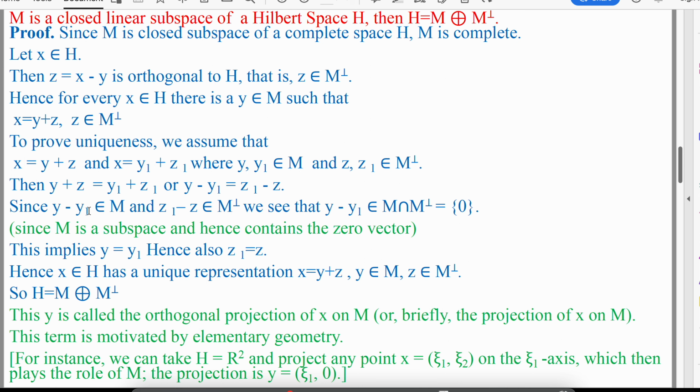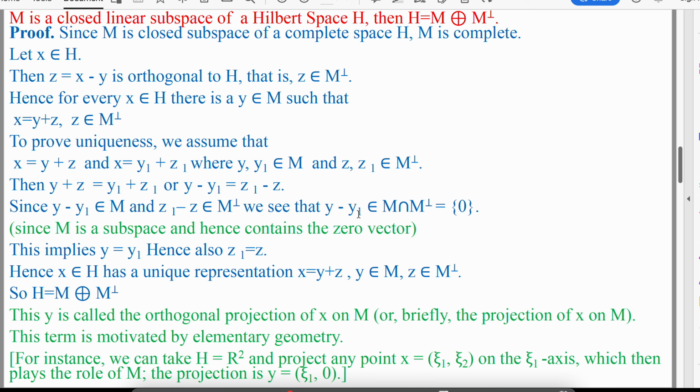Since y minus y1 belongs to M and z1 minus z belongs to the orthogonal complement of M, but z1 minus z is y minus y1, it means y minus y1 belongs to M, also y minus y1 belongs to the orthogonal complement of M. So it means it belongs to their intersection. Means y minus y1 belongs to M intersection orthogonal complement of M. But this is equal to the singleton set {0}, since M is a subspace and hence contains the 0 vector.